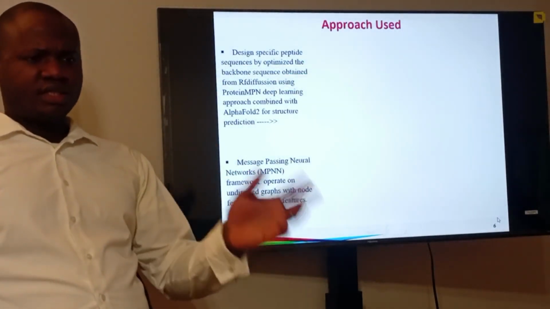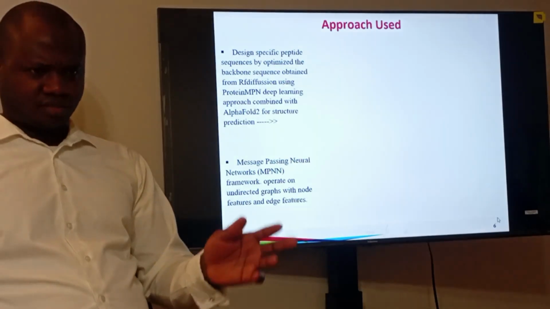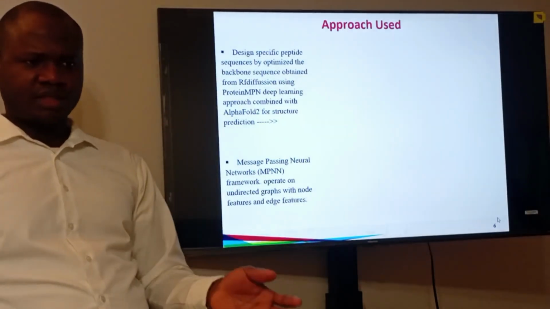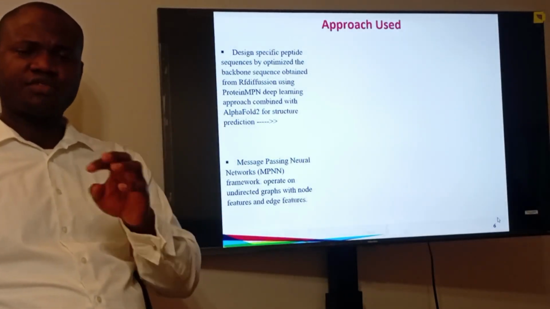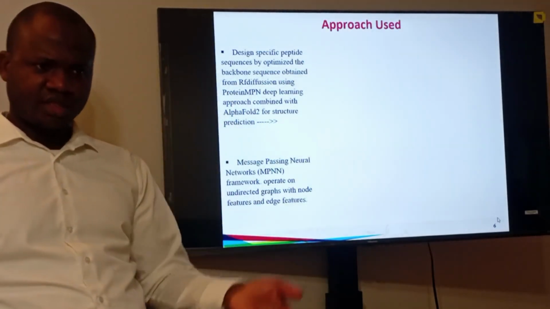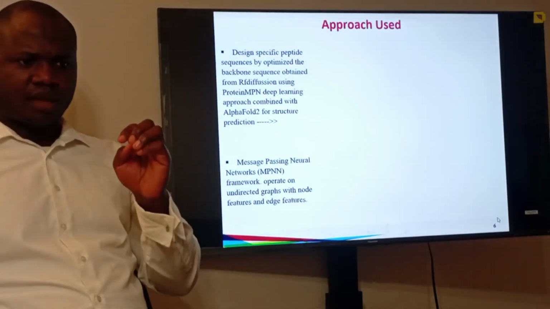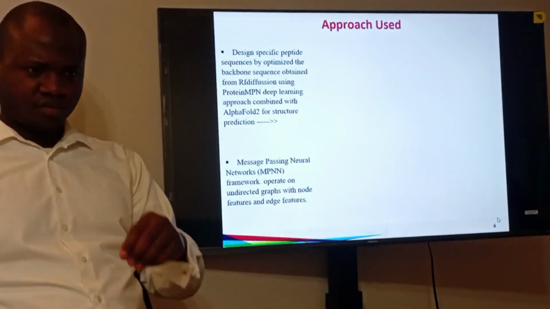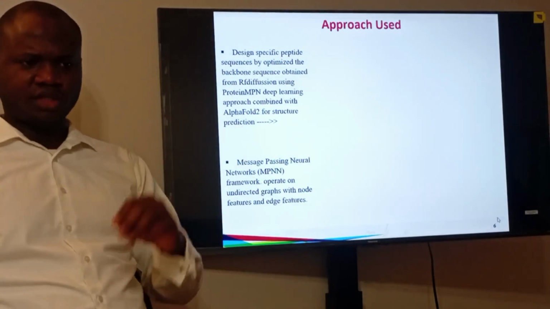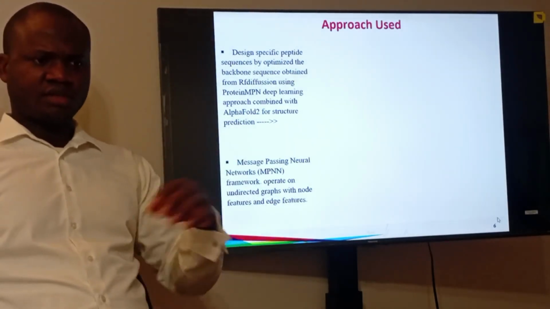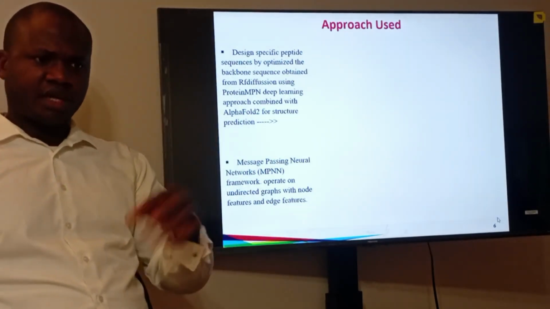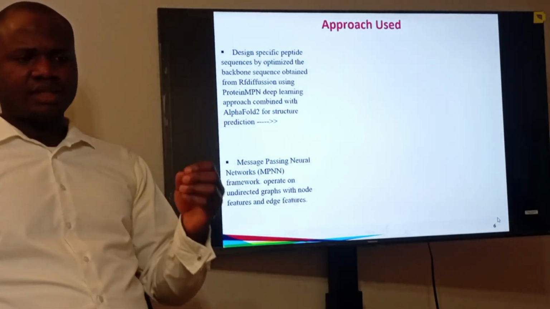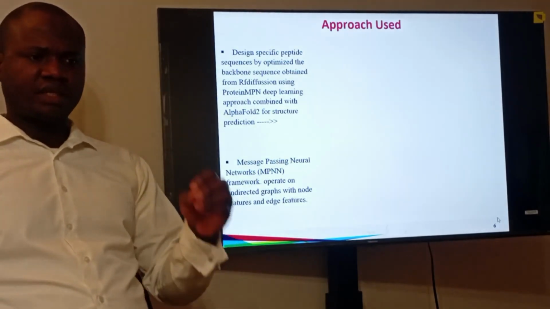So they design specific peptide sequence. The designed peptide sequence was optimized. The backbone sequence that was obtained from the RF diffusion was optimized using ProteinMPNN, which is a kind of deep learning approach that combines AlphaFold for structure prediction. So RF diffusion generates the backbone, then ProteinMPNN helps you to generate the sequence, and then it was integrated to AlphaFold.